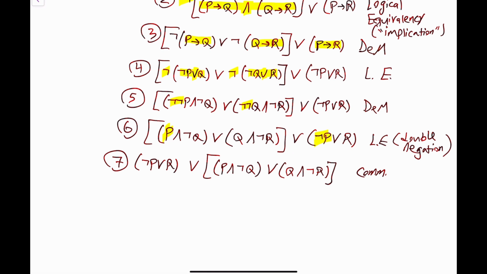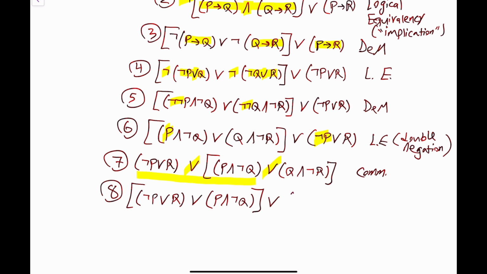Great. But we also have the associative rule. Notice this is a disjunction. This is a disjunction. We can move around those brackets because, after all, we want the P's closer together. So for 8, we can say bracket, parentheses, not P or R, close parentheses, or parentheses, P and not Q, close parentheses, close brackets, or parentheses, Q and not R. And that's just the associative rule.